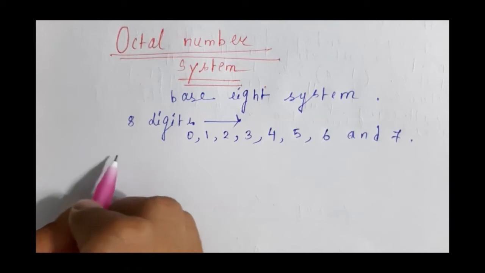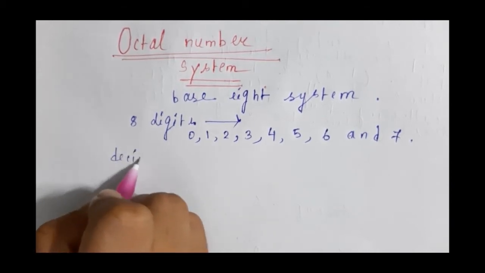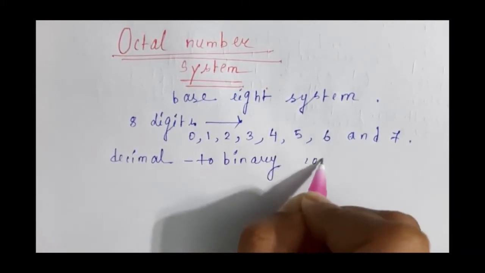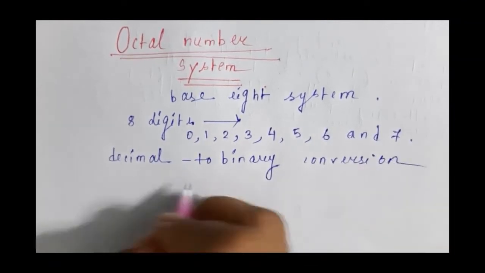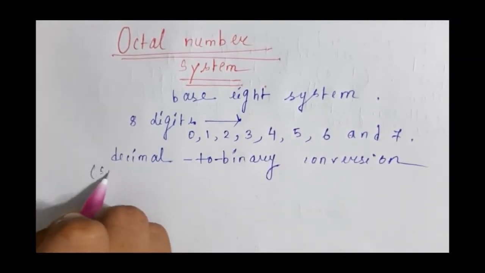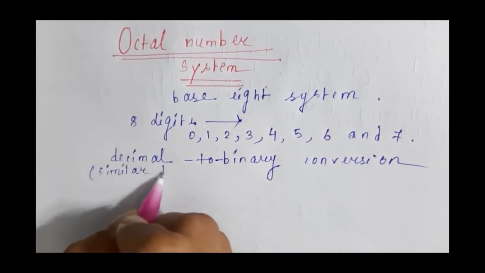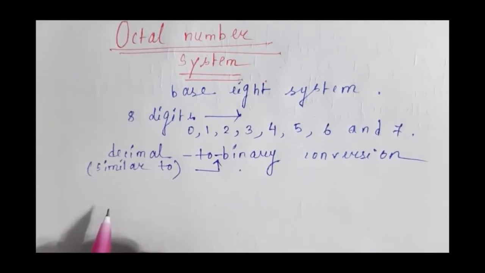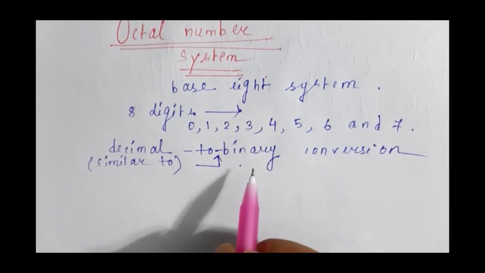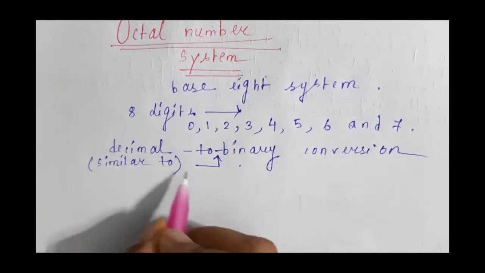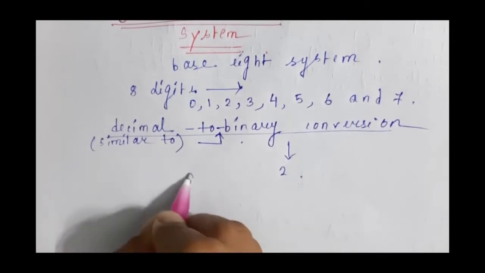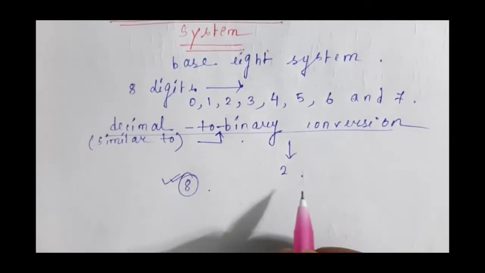So this is absolutely similar to decimal to binary conversion. The only difference is that whatever division or multiplication we perform, we will do it by 8 in place of 2. In that case we were using 2, but here we will be using 8. This will be the only difference, nothing else.